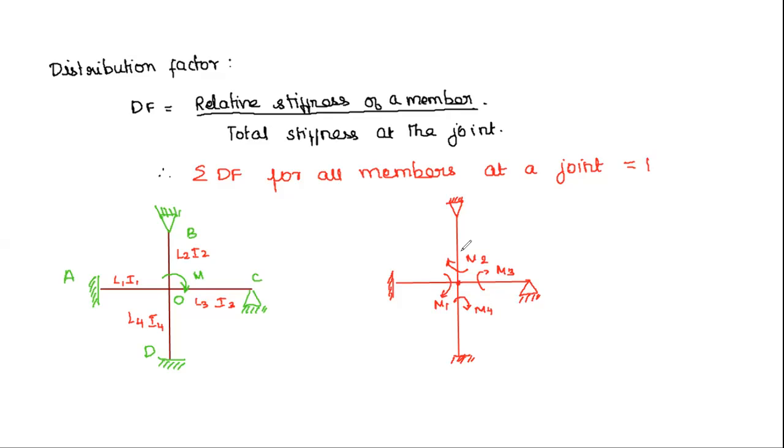So consider the same condition. What will be the carryover factor? For M1, the end is fixed, so the carryover factor is 1 by 2, which means the carryover moment will be M1 by 2. Similarly, for M2 the end is simply supported, which means the carryover moment is 0. Here, end C is hinged, so the carryover moment is 0, whereas here the carryover moment is M4 by 2. Hope you all get a clear idea about the carryover moment and distribution factor.